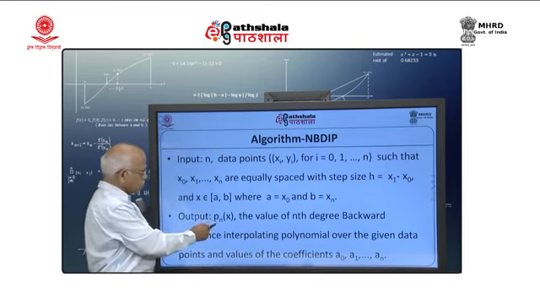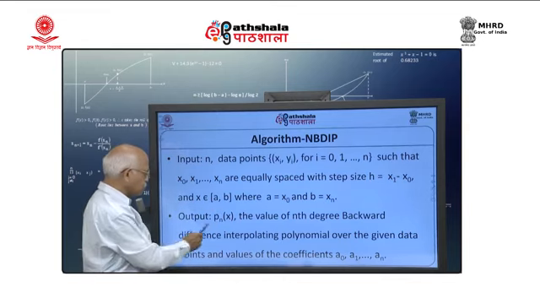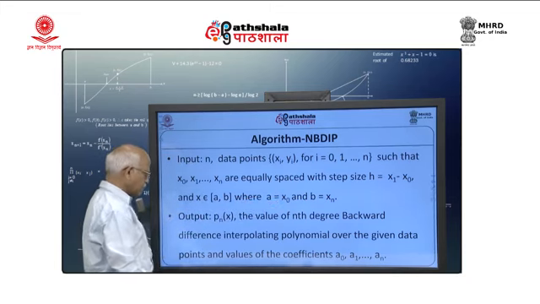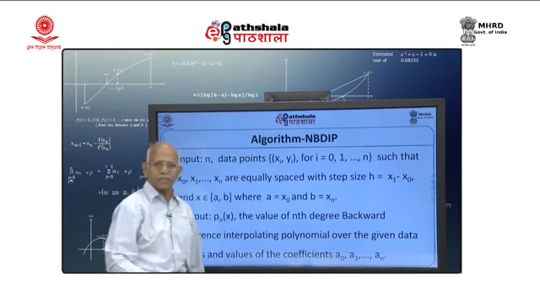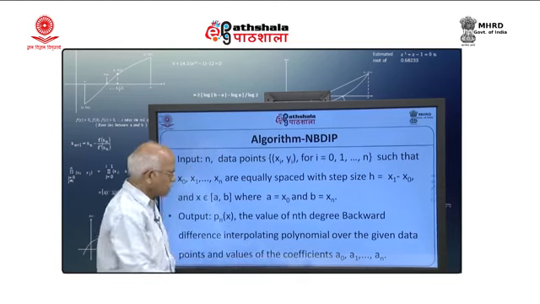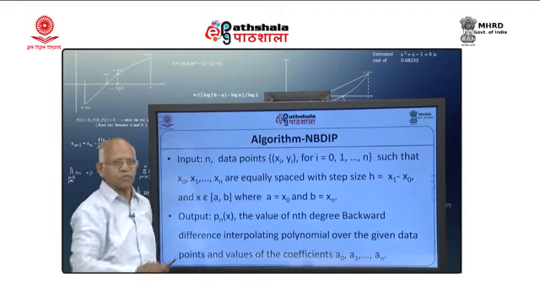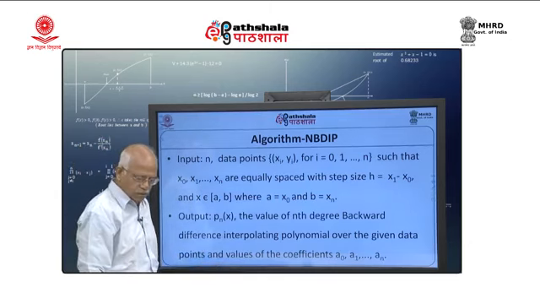And the output of this algorithm is p n x, the value of the nth degree backward difference interpolating polynomial over the given data points at x, and the values of the coefficients which are again given in terms of a 0, a 1, a 2, a 3 up to a n, but in this case these are going to be different from what we were computing in the forward differences, though the notations used for the coefficients are the same.